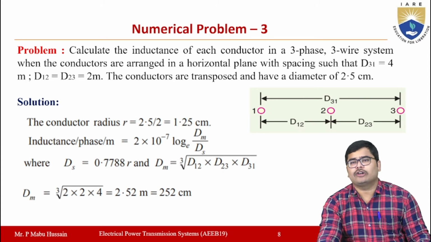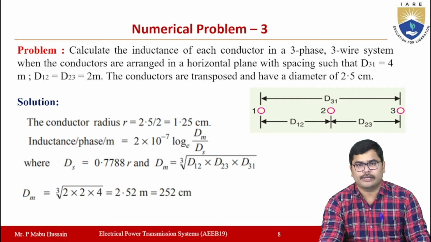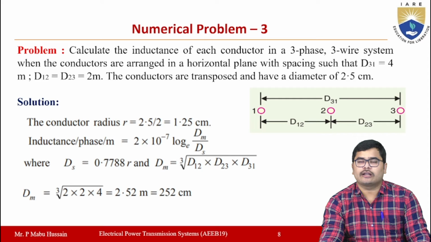Right. So now let us see the problem of a three-phase transmission line system in which the conductors are arranged on a horizontal plane. Okay. So when they are arranged on the horizontal plane, in such a case, the values of two distances may be the same, but they are not the same as the last distance.